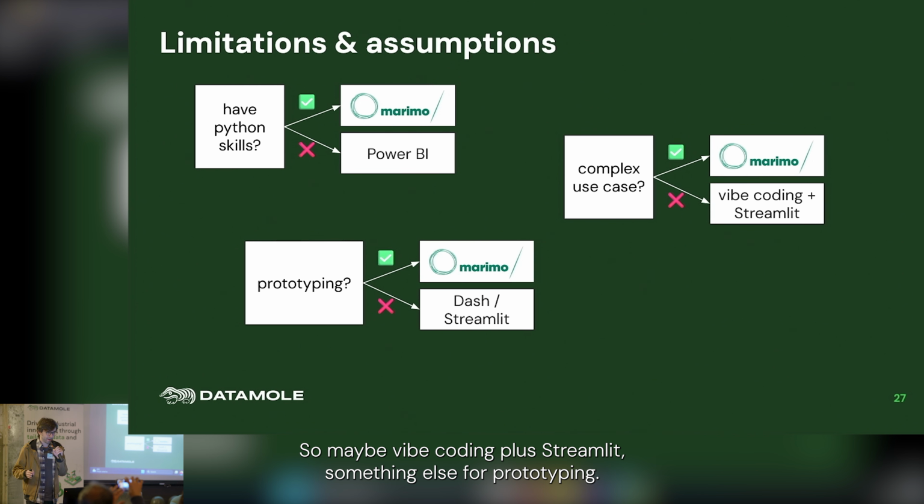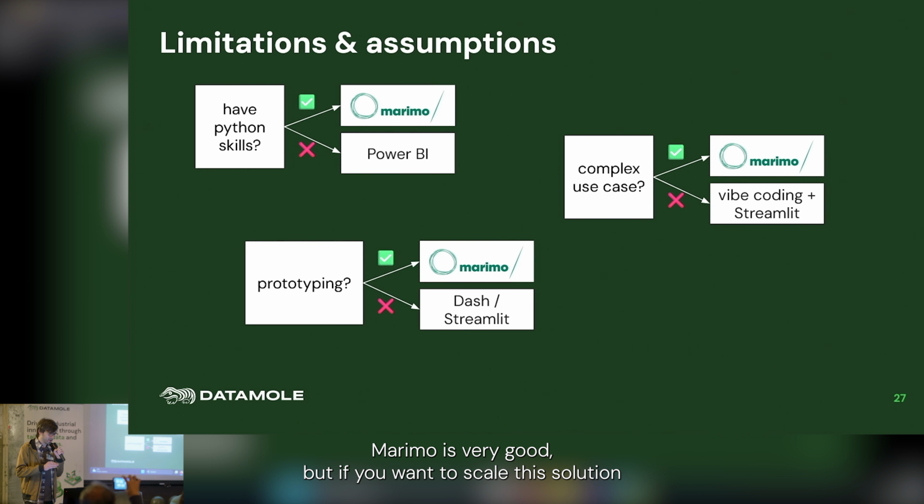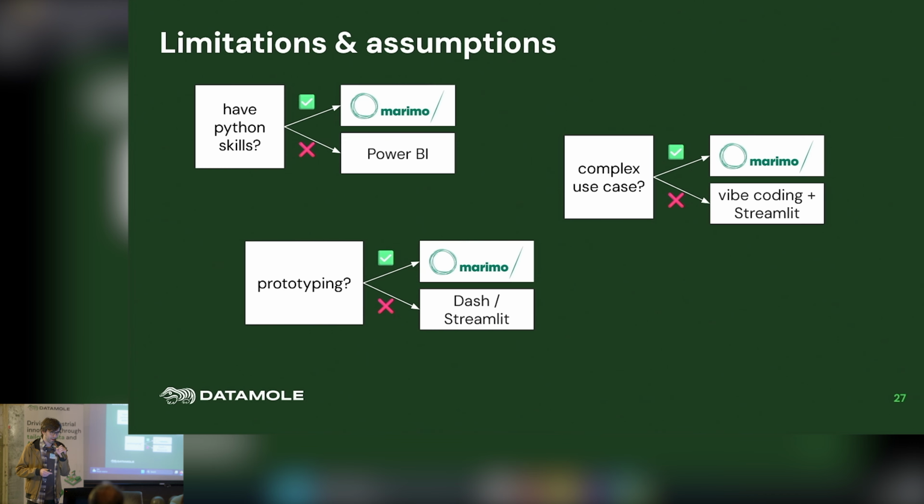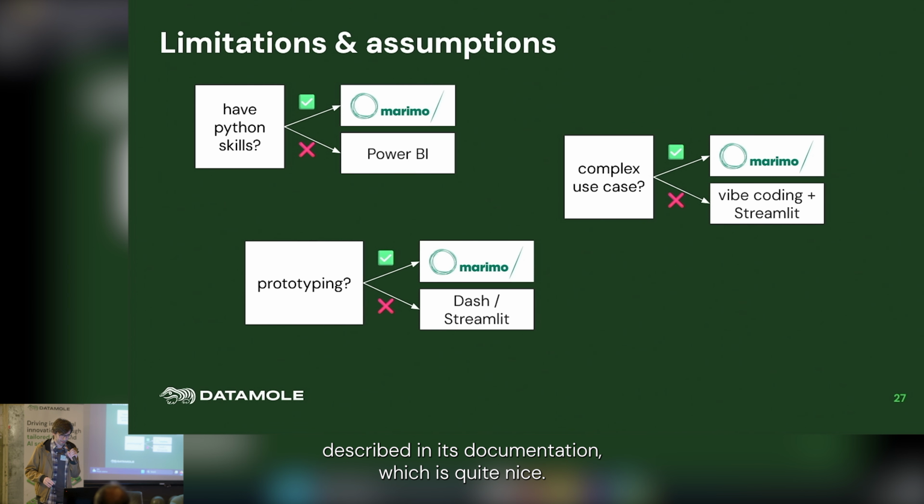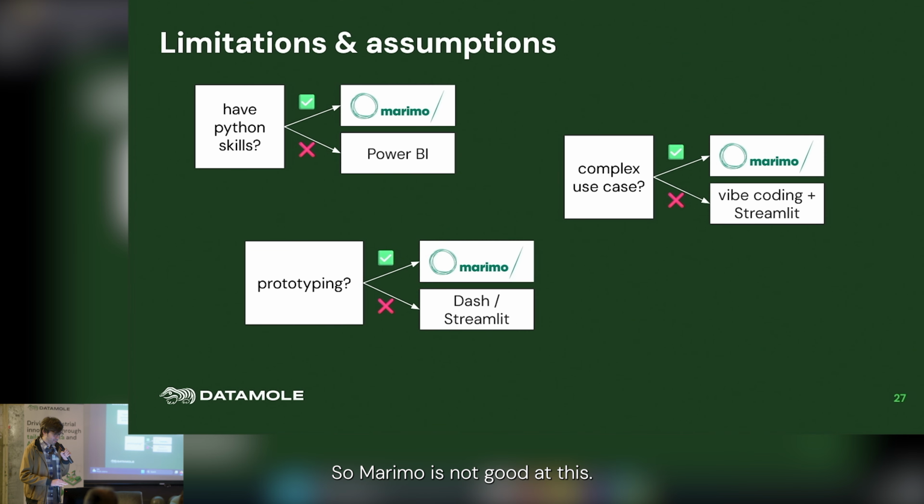For prototyping, Marimo is very good, but if you want to scale this solution to thousands of users and run it in production, then I would recommend maybe Dash, because Dash has productionalization described in its documentation, which is quite nice. So Marimo is not good at this.